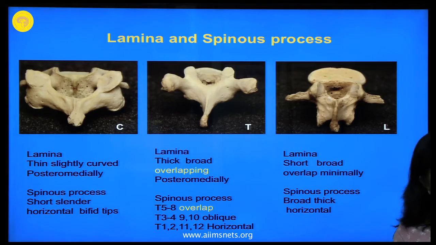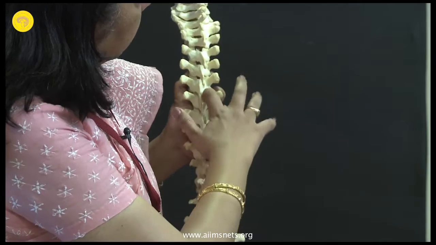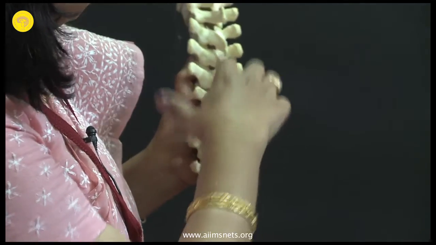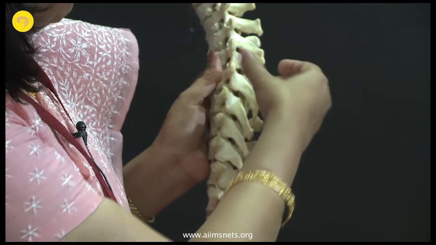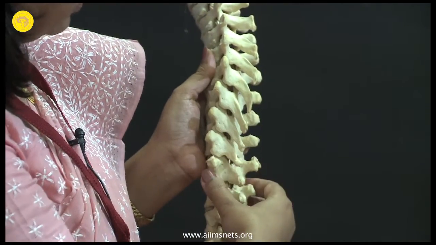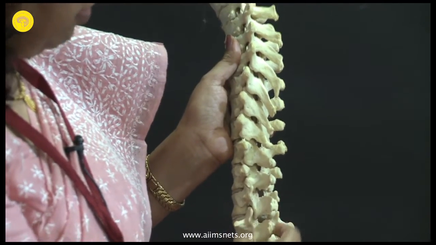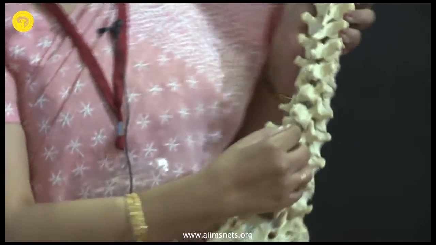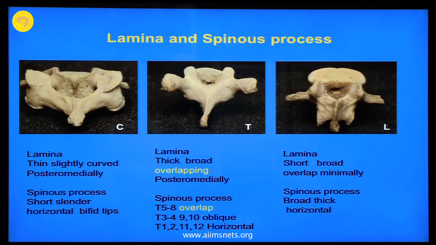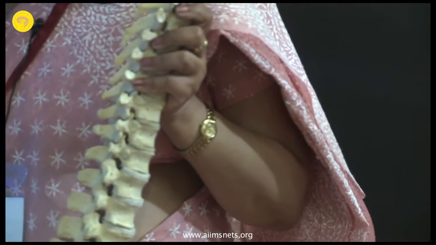Looking at the laminas and the spinous processes, we can see that in the thoracic region the laminas are overlapping. There is less space in the interlaminar groove, and look at the obliquity of the spines. The spines are oblique, but more so between T4 to T8. After that, this obliquity again decreases, and in T10, T11 and T12 the spines have become more horizontal, becoming more like lumbar. Lumbar spines again are horizontal, broad and thick, so there is space between the interspinous areas.